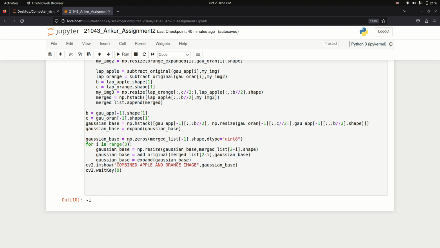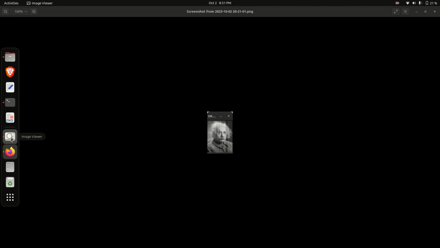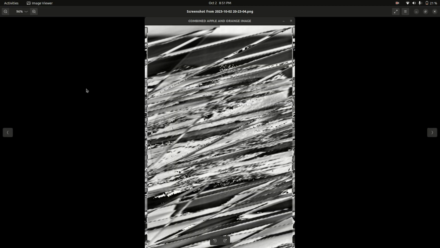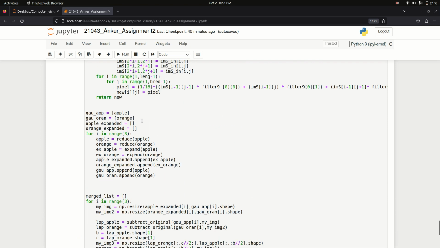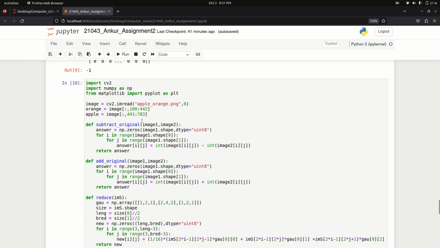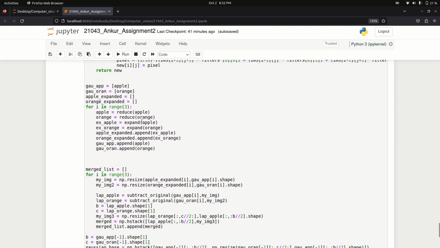So after this, I have simply added a base Gaussian image to Laplacians, and doing this, we get the combined apple and orange image. However, for this question, I did not get a result which was as expected. This is the result that I got, but I couldn't find any error in this code, as the logic, according to me, is completely right. But maybe there are some errors in this code.